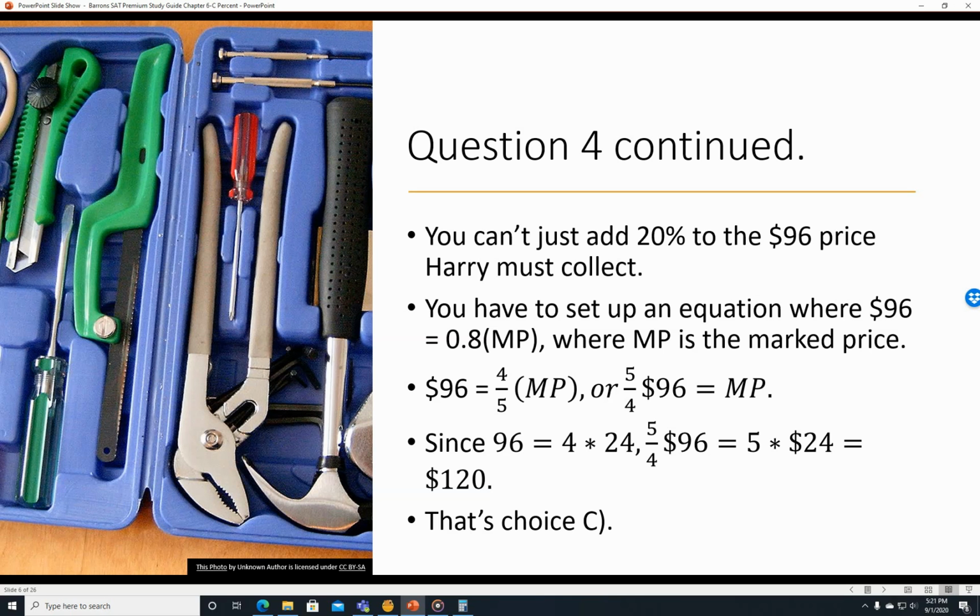But I digress. Okay, or 5/4 of 96, because we're just going to divide by 4/5. That's the same as multiplying by 5/4 of $96 is equal to MP. Since 96 is equal to 4 times 24, then 5/4 times 96 is going to be 5 times 24, because the 4's cancel out. So that's equal to $120. It's important to know how to factor, because that'll help you a lot on the non-calculator sections. And a lot of times, if you're good at factoring these things out, even on the calculator section, you can do it faster this way than on your calculator, because you have to reach for your calculator, turn it on. Anyway, that's choice C.